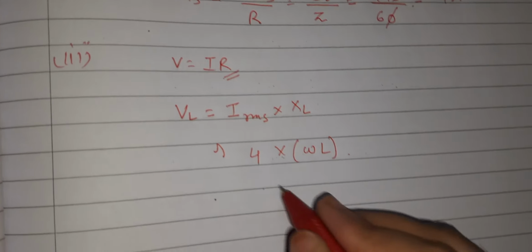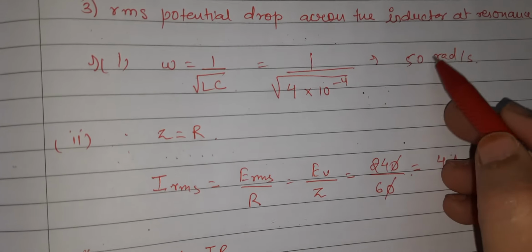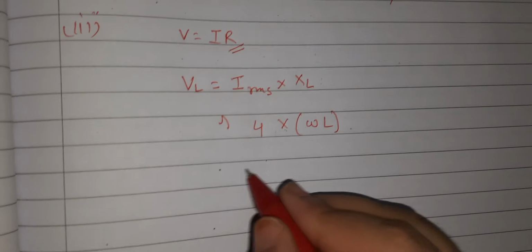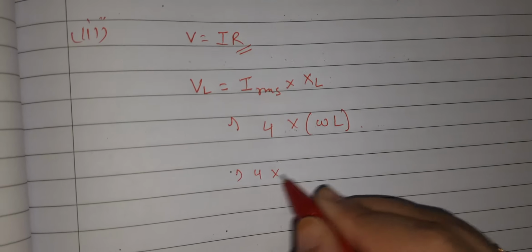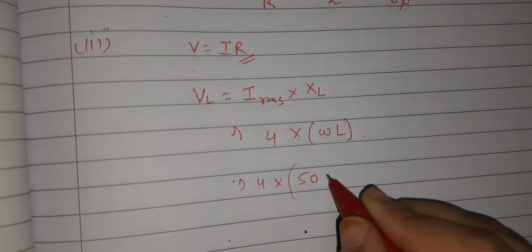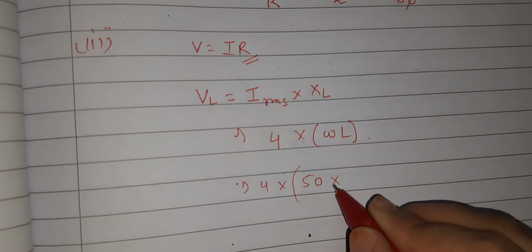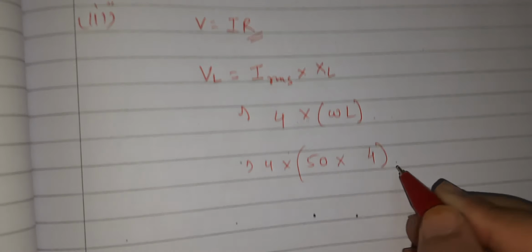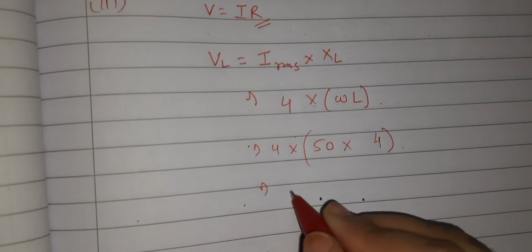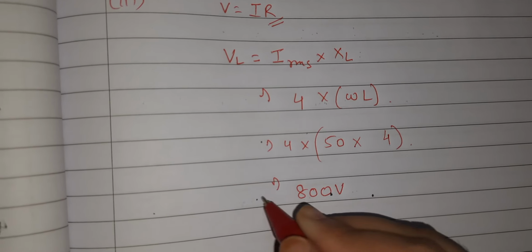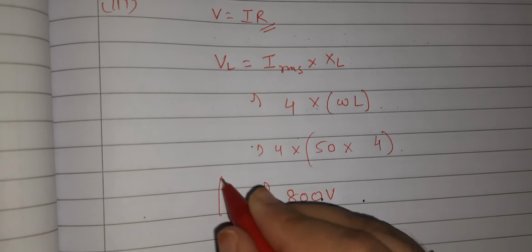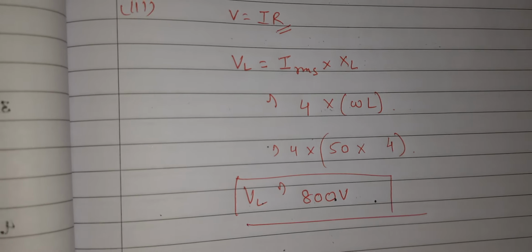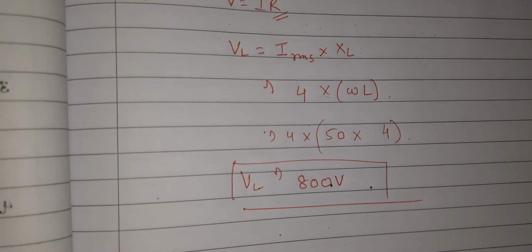Omega we just found in the first part, that is equal to 50 radian per second. So here I am writing 4 into 50 into the value of the inductor given in the circuit, which is 4 Henry. Ultimately after solving all this, I am getting 800 volt, meaning the potential difference across the inductor at the time of resonance is equal to 800 volt.